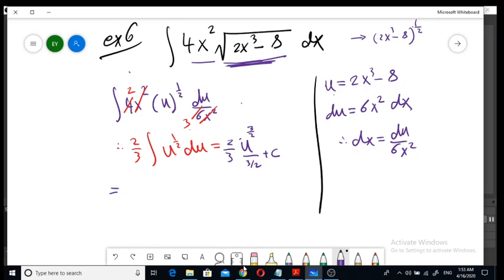So we have 2 over 3 times 2 over 3 u^(3/2) plus c. So it will be 4 over 9. We are going to replace u by 2x cubed minus 8 all to the power 3 over 2 plus c, and this is the final answer.